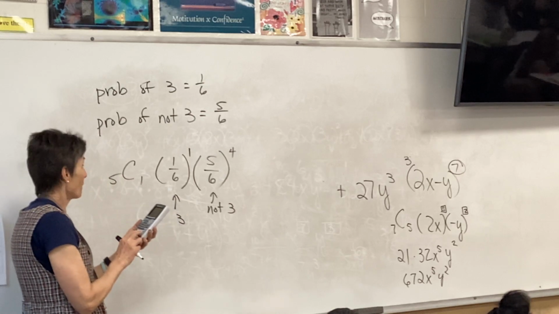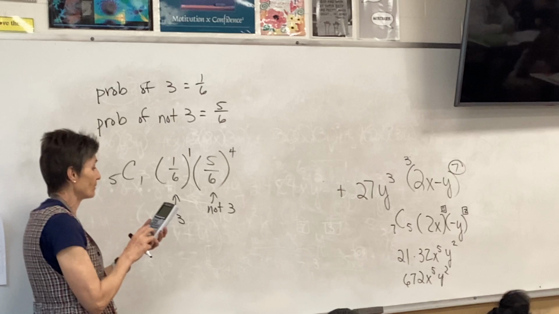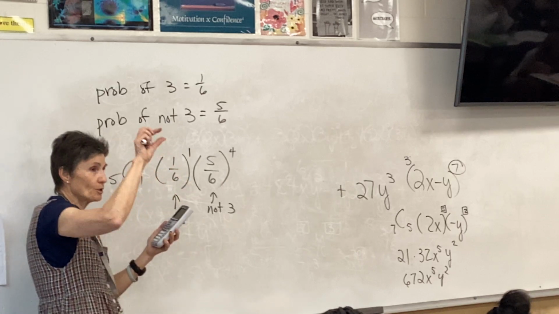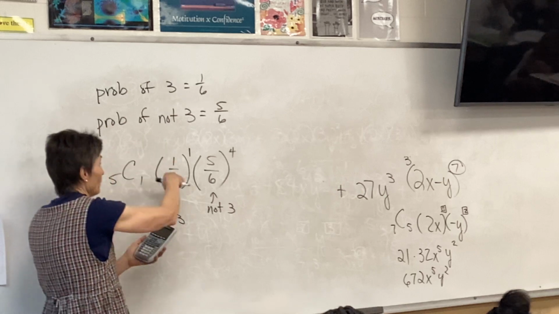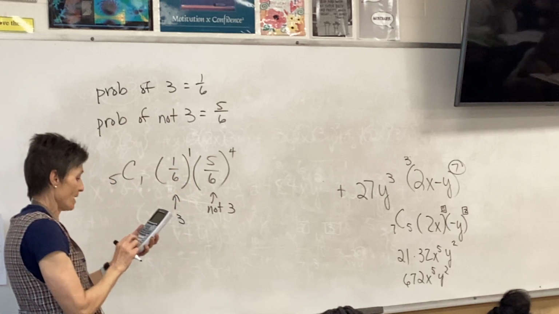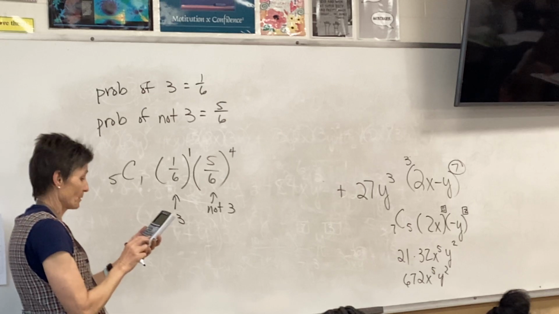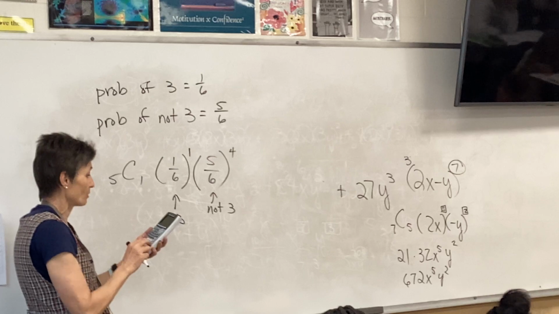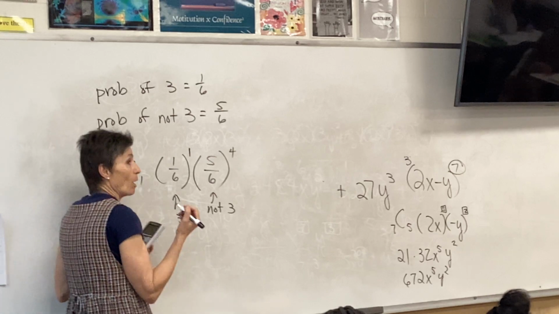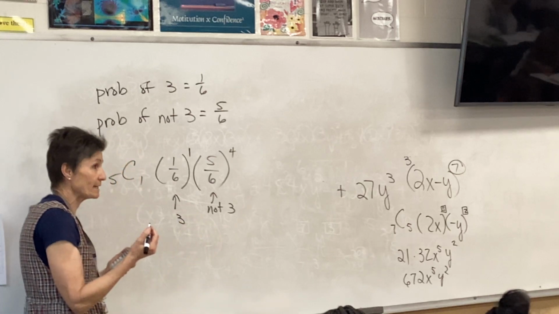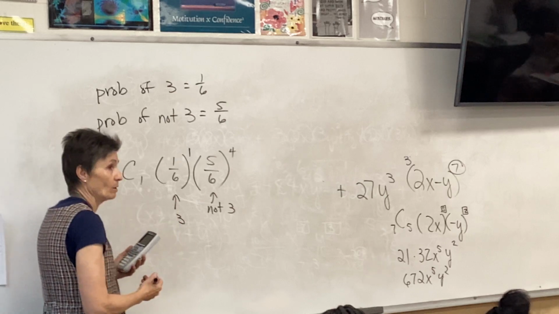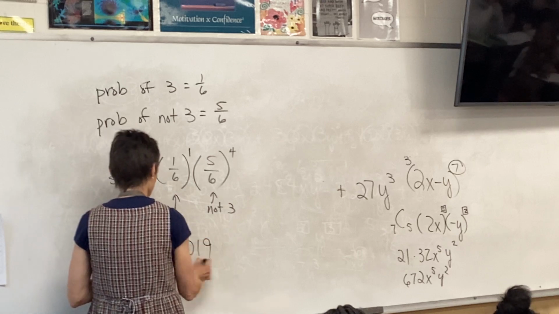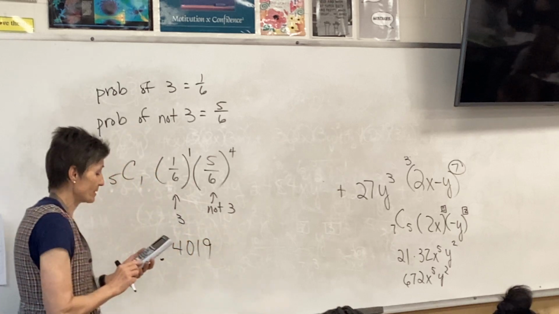Can we just type that whole thing into the calculator? Now, if you have a newer calculator that has the fraction, the box over the box, that'll work. I gotta put parentheses. So 1 divided by 6 times parentheses 5 divided by 6 raised to the 4th power. Now, it's a probability question, so you're going to get a decimal. Expect the decimal. I got 0.4019. Anybody else get that?